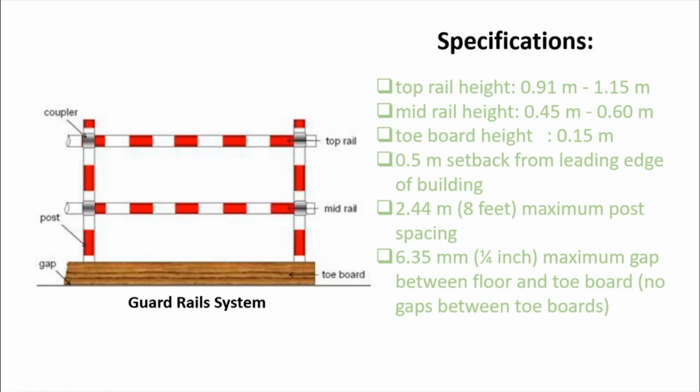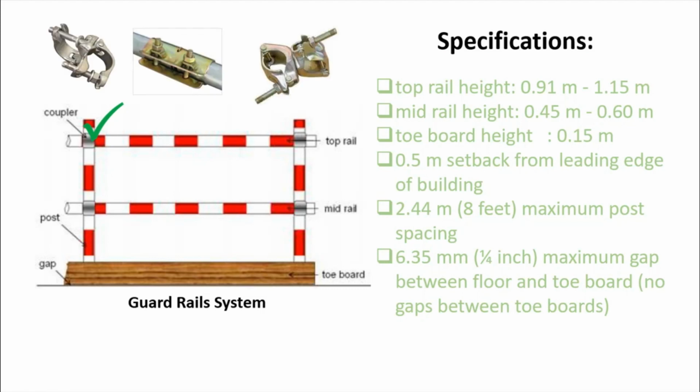So specifications for edge protections: top rails, the coupler. As you can see here in the sketch, the coupler secured the pipe. There are three types of couplers and so many more, but I have discussed the usable couplers in the sides: the fixed coupler or 90 degrees coupler, the joint coupler for the pipes, and swivel clamps or rotational couplers.